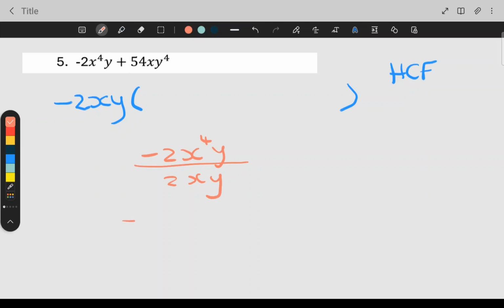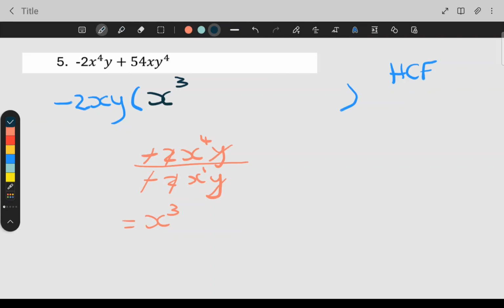So let's see. Over this. Okay, there's a negative. So a negative over a negative is a positive. So that cancels. 2 and 2 will cancel. X to the 4 and x to the 1 gives me x to the 3. And this y and y will cancel. So inside, I have x to the 3.